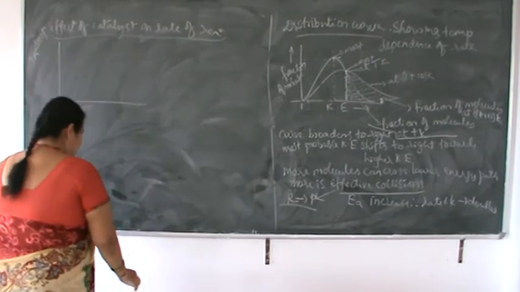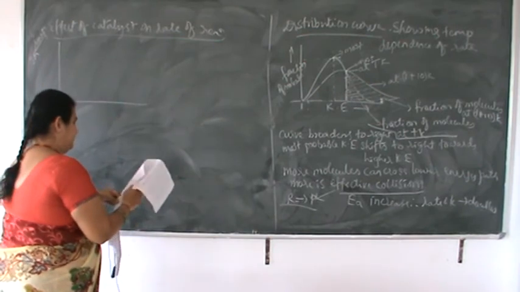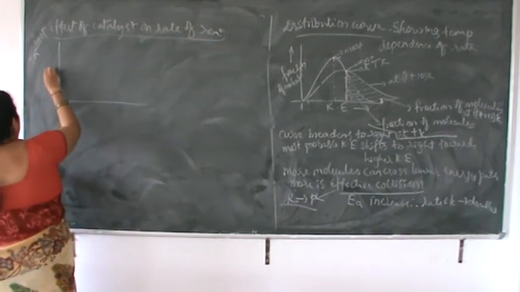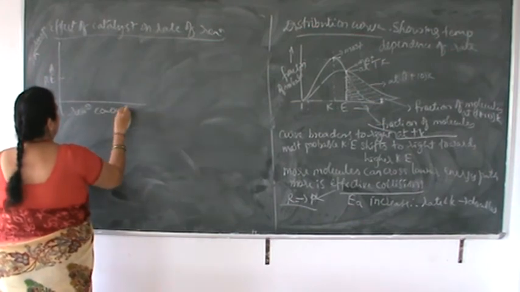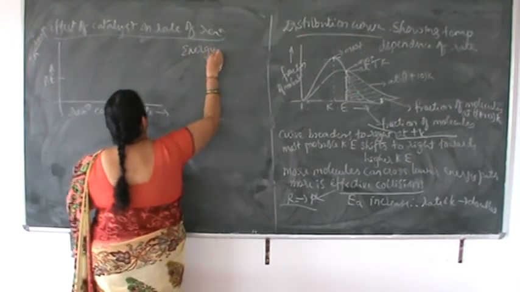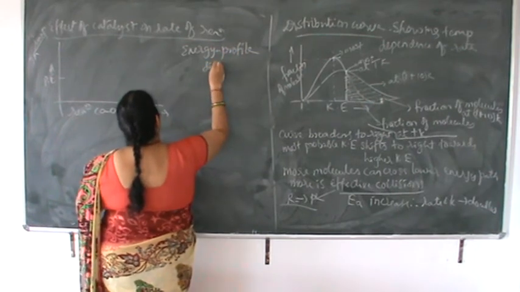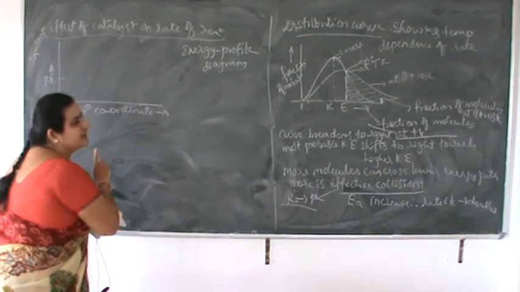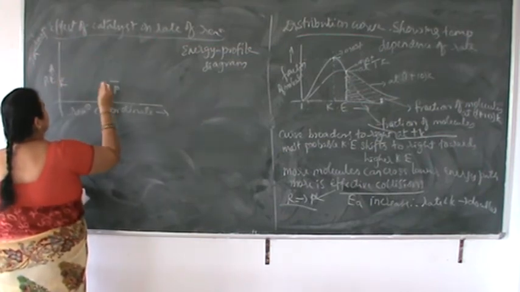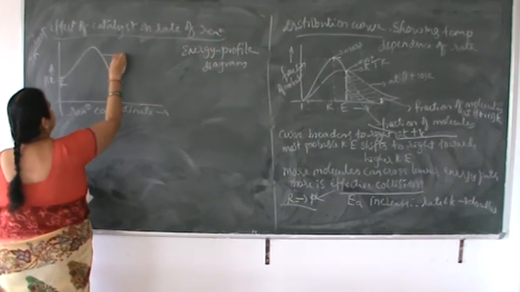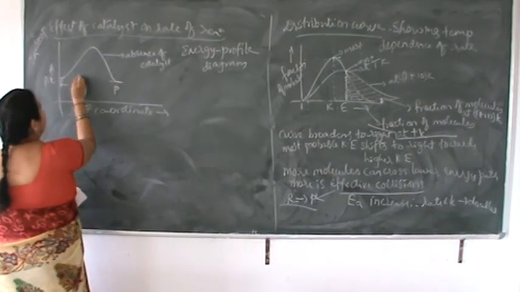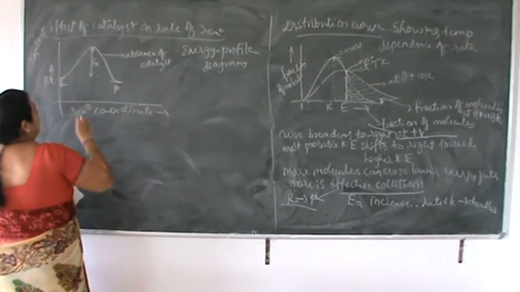Just first take the graph, then I will explain the concept, okay? Potential energy versus reaction coordinate, and this graph is called the energy profile diagram. Remember that the graph of reaction coordinate versus potential energy is given by, this is R and this is P. So this is a reaction in the absence of catalyst. Okay, so here reactant to activated complex energy is the activation energy.